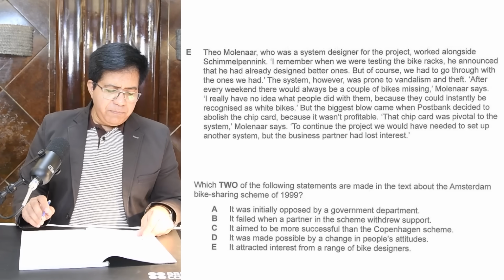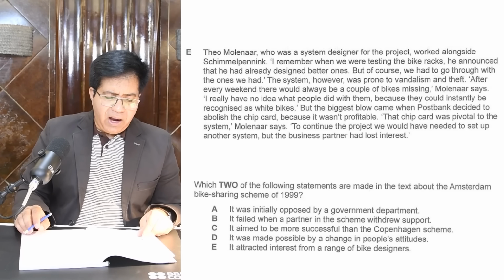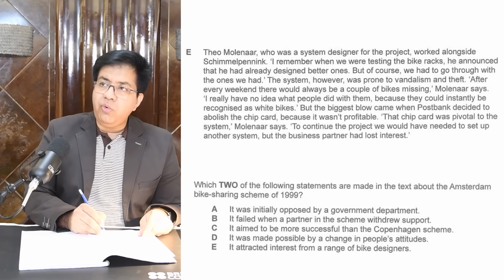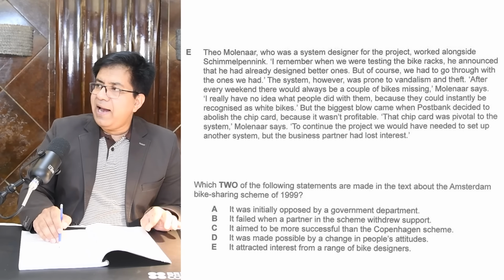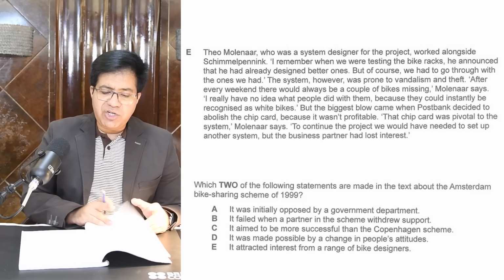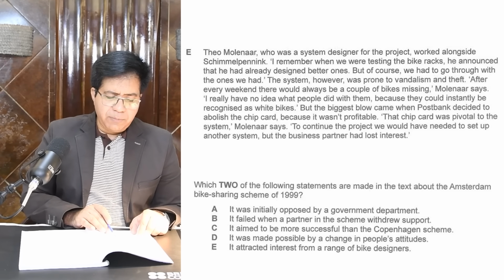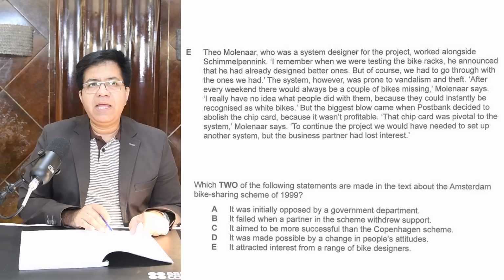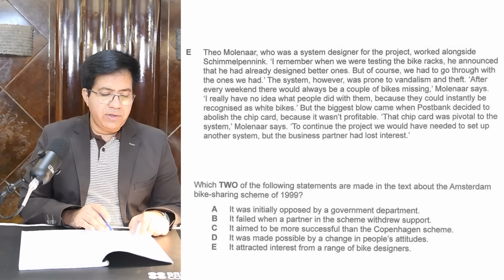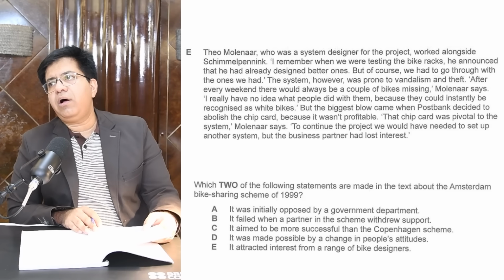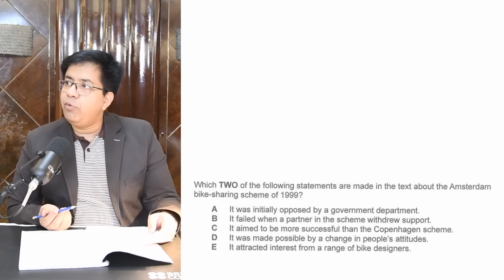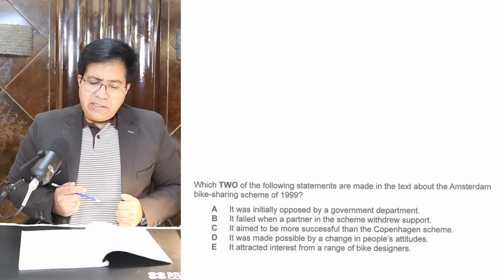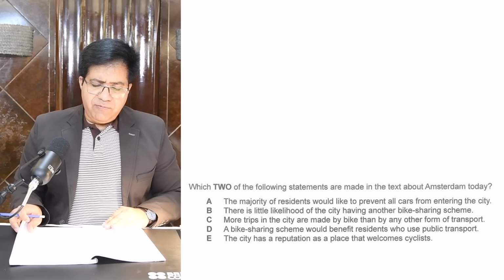Okay, option B, it failed when a partner in the scheme withdrew support. And for that, they said, but the business partner had lost interest. Lost interest means withdrew support. So the second correct answer is option B. And you can write these two answers in any order. On the answer sheet for 19 and 20, you may write BD or DB. Both ways it's correct. All right, now please come to questions 21 and 22.